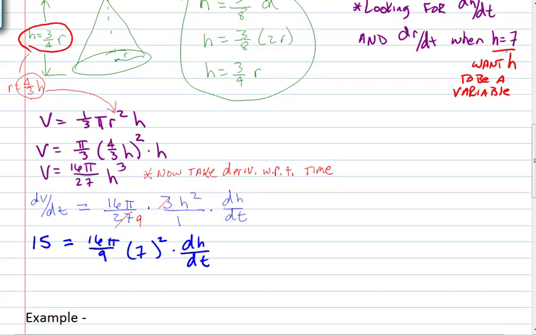So we went from V to dV/dt because we took the derivative with respect to time. But why didn't we use the product rule to get it? Where would you have a product? That's just a variable. This is just a constant times a variable. I know, you were thinking pi.